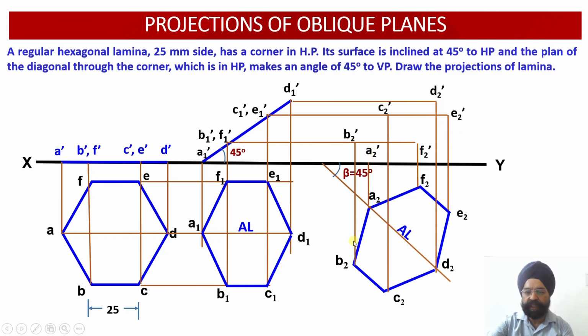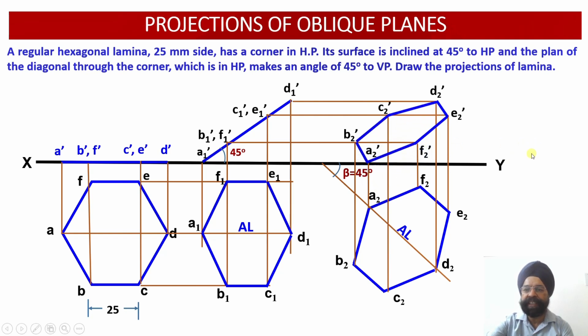Similarly B2, so this is the vertical projector from B2, this is the horizontal projector from B1 dash. Wherever these two intersect, we get the location of the point B2 dash. Similarly C2, so this is the vertical projector, and this is C1 dash, the horizontal projector. Corresponding to D2, this is the vertical projector and this is the horizontal projector corresponding to D1 dash. This gives us the location of D2 dash. Similarly E2 vertical projector and E1 dash horizontal projector, wherever they intersect, you get the location of E2 dash, and finally for F2 you have the vertical projector, and for F1 dash you have the horizontal projector.